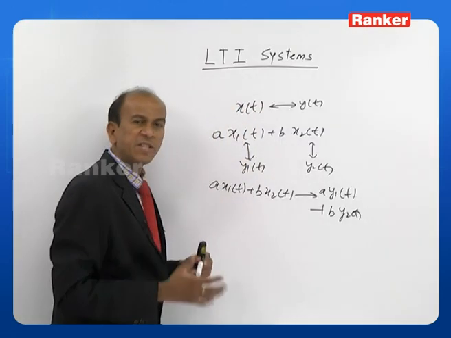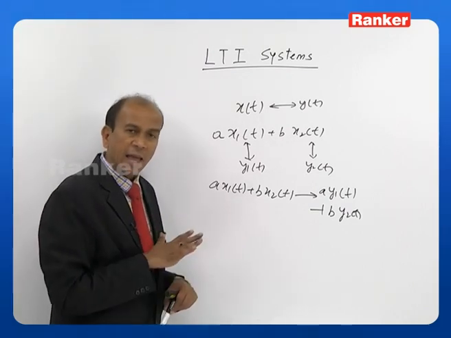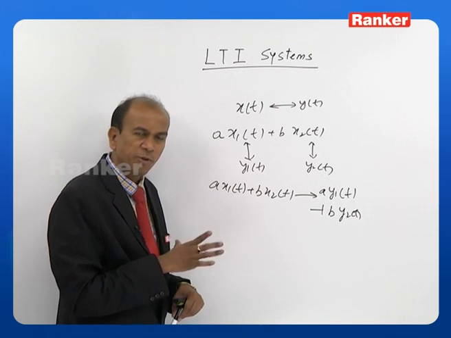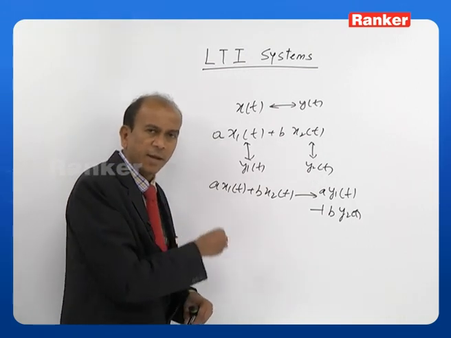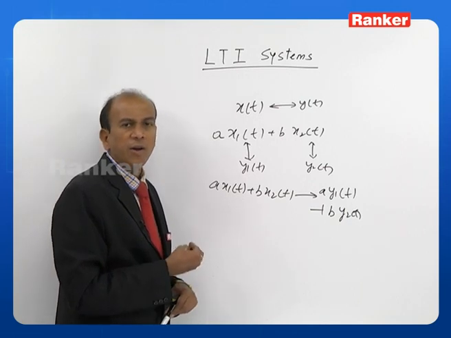So, this is the principle of superposition. This is satisfied when the system is said to be linear. So, this is the most important property. This is how we decide whether a system is linear or non-linear.